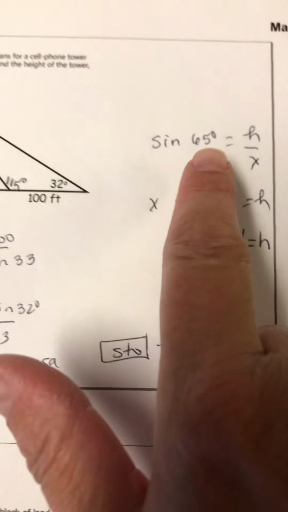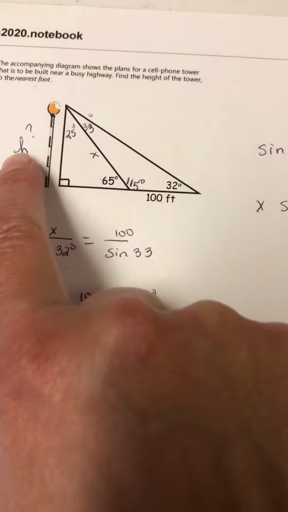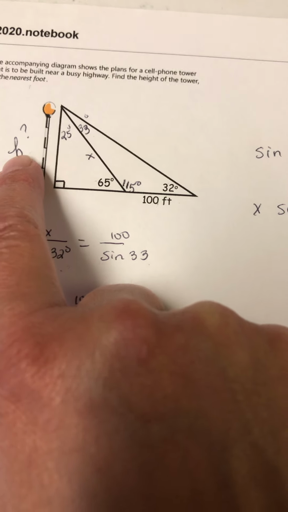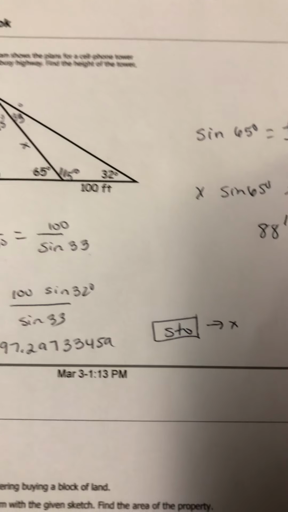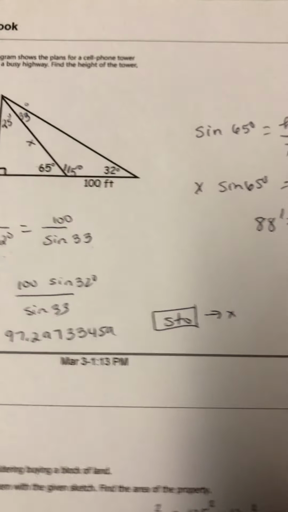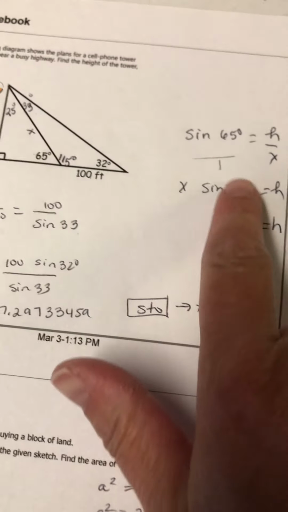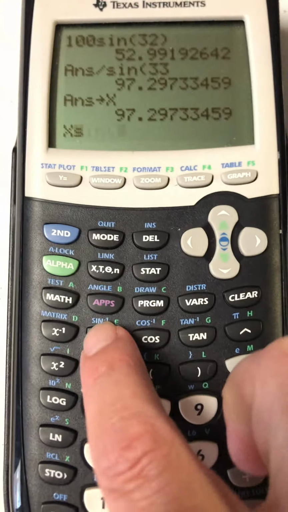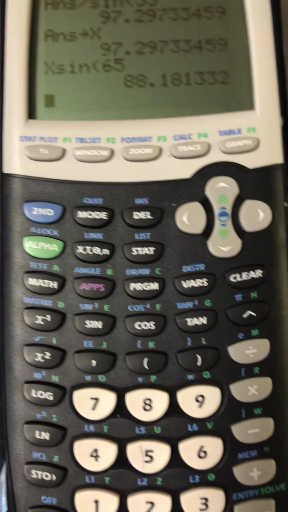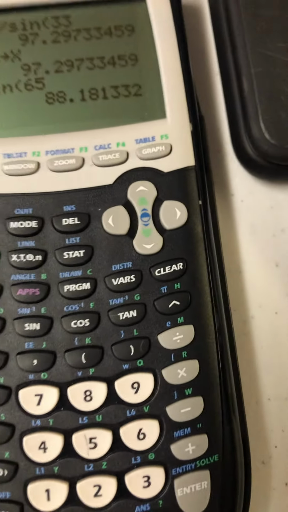had to cover it. So SOHCAHTOA's sine is opposite over hypotenuse. The opposite side is the H for height, not hypotenuse, height. So H over the hypotenuse X. Again, same idea if you want to think about it as cross multiplying: the sine of 65 times the X. So I'll just type X times the sine of 65, and voila, there's the answer I get. If we round to the nearest foot, it'd be 88 feet.